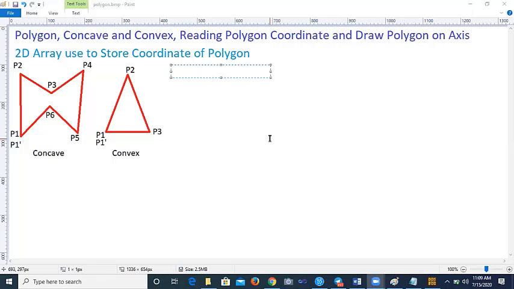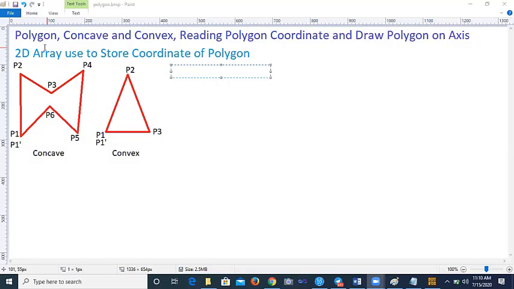Today we are going to implement polygon drawing. What are the types of polygon? That is the concave and convex type. Reading the polygon coordinates, you can read the polygon coordinates and draw the polygon on axis. That means the axis you have to draw by using x-axis, y-axis, by using getmaxx, getmaxy.